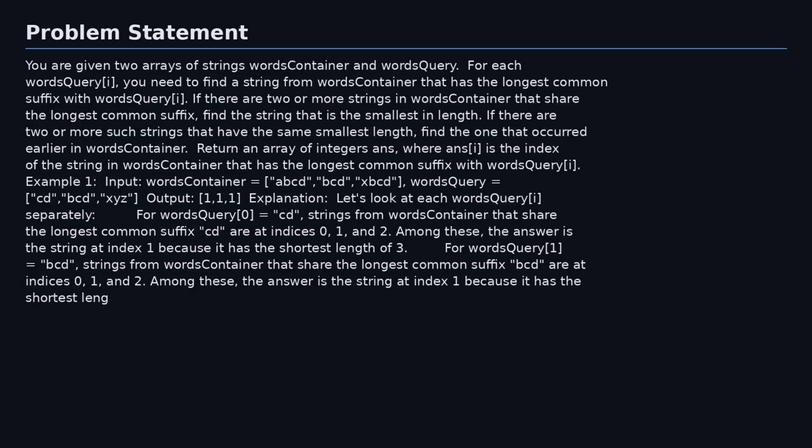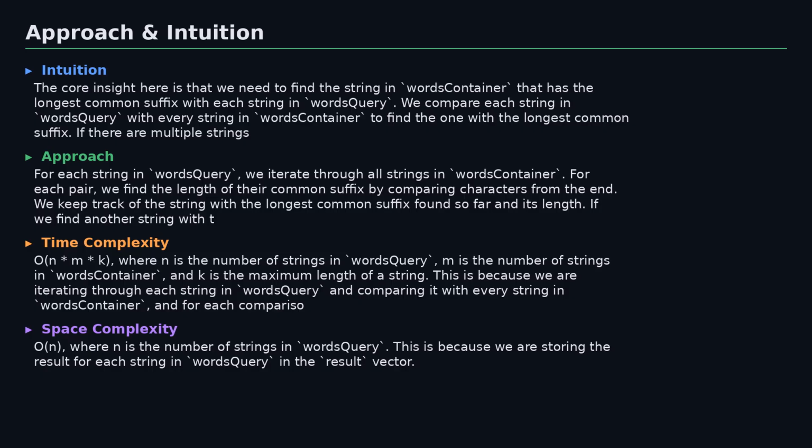The core insight here is that we need to find the string in wordsContainer that has the longest common suffix with each string in wordsQuery. Think of it like finding the longest trailing sequence of characters that two strings have in common. For example, if we have two strings, ABCDE and CDEG, the longest common suffix would be CDE. This is the key idea behind our approach. We compare each string in wordsQuery with every string in wordsContainer to find the one with the longest common suffix. And if there are multiple, we choose the one with the smallest length.